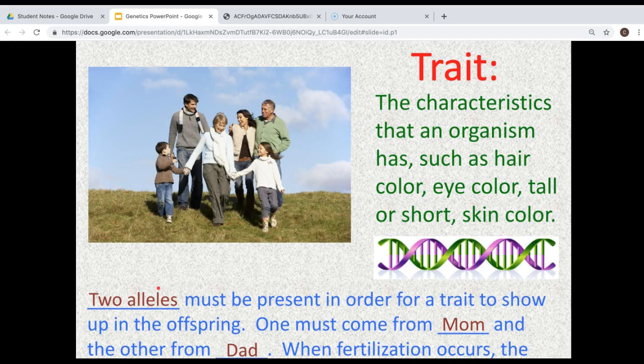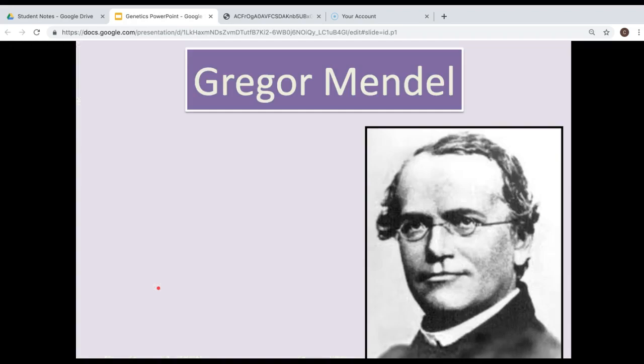Your wife or husband will have two alleles, and then when egg and sperm fuse, those two alleles will mix, and depending on how those two alleles combine will depend on the trait that your offspring has. Usually it's some form of what the mother or father has. Sometimes it can be an in-between or a mix if it's codominant.